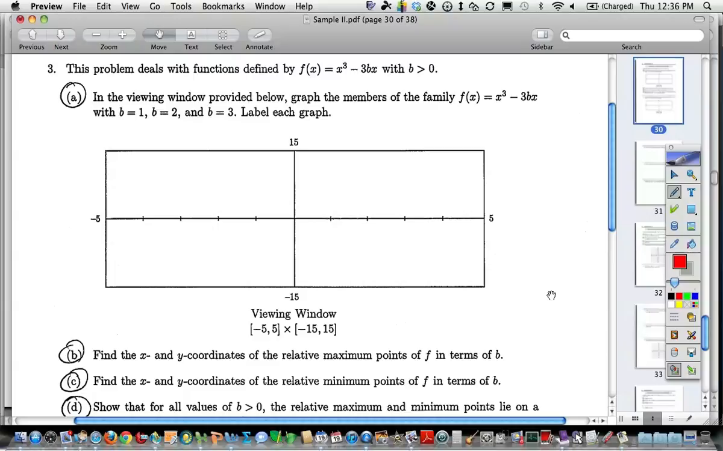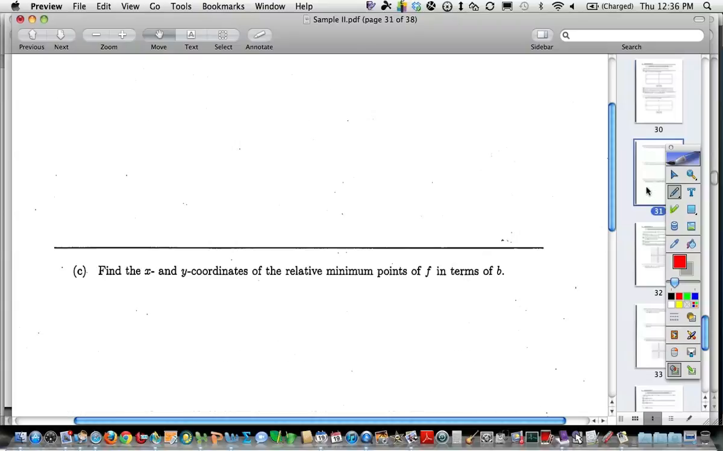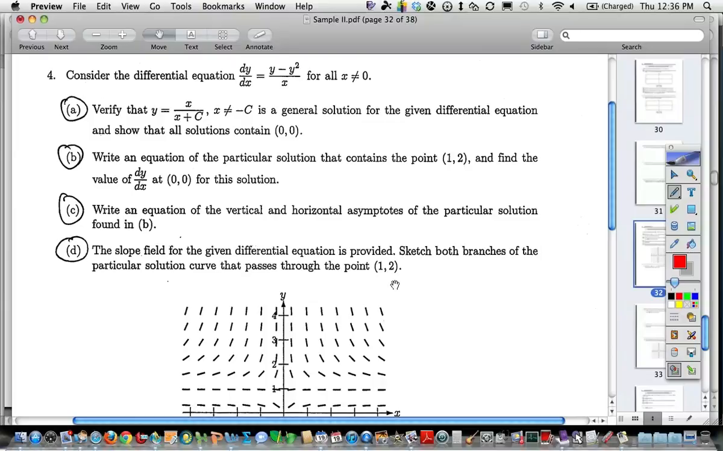Anybody have something else that they would like to see? Yes, can we do number 4, A and C? Number 4. A and C. Okay.